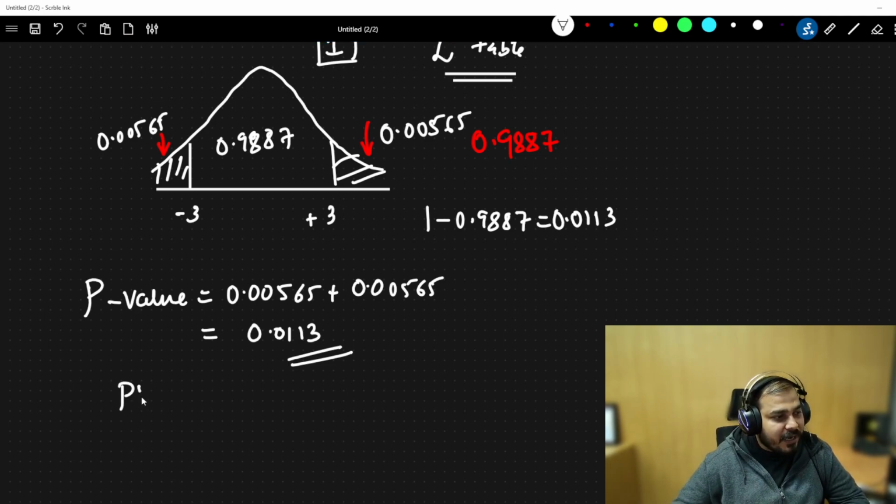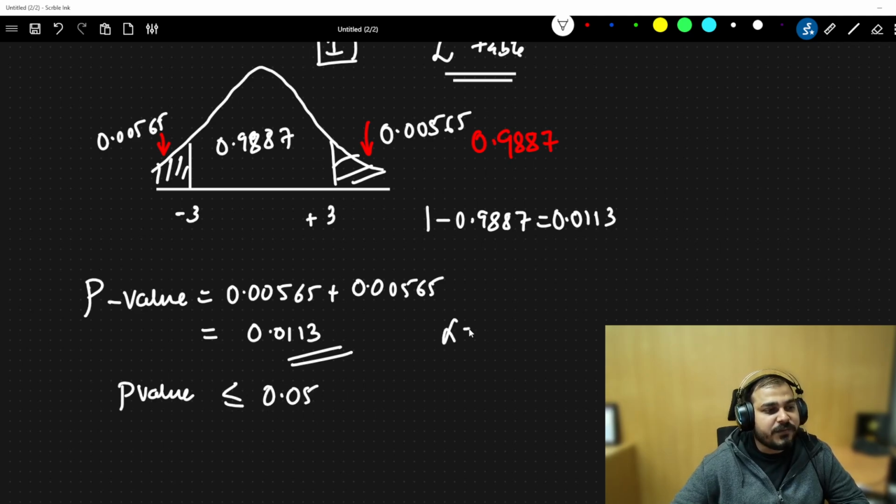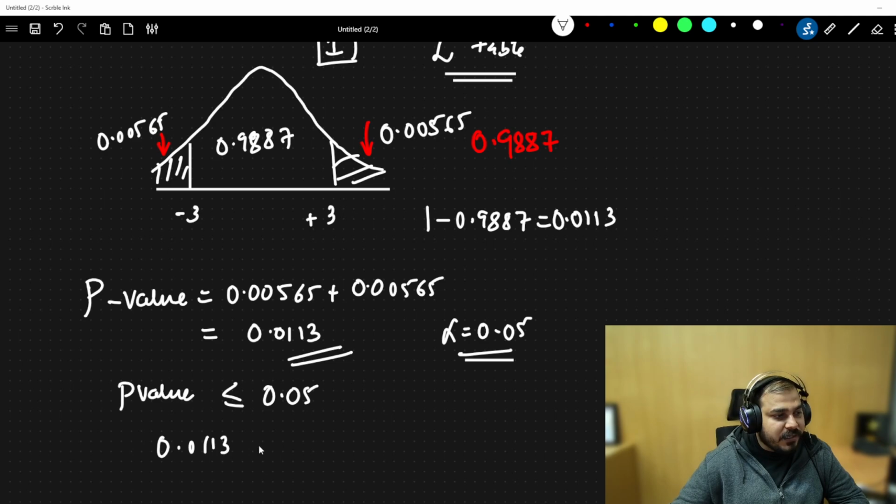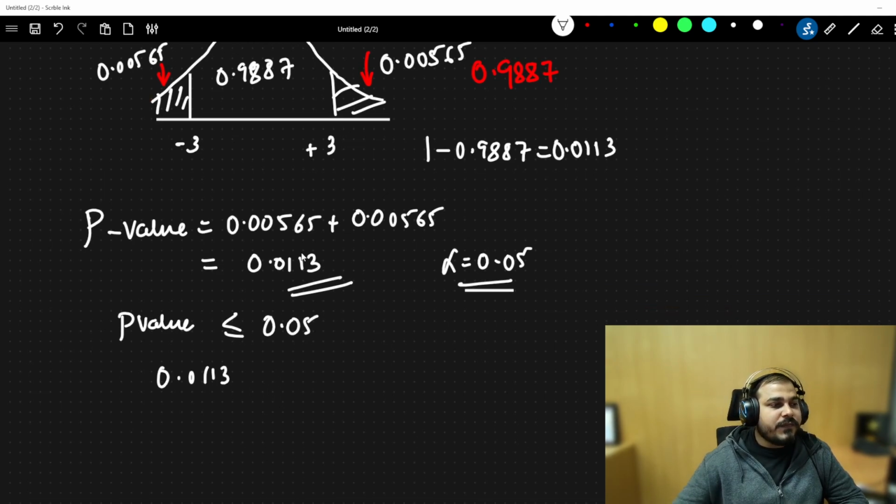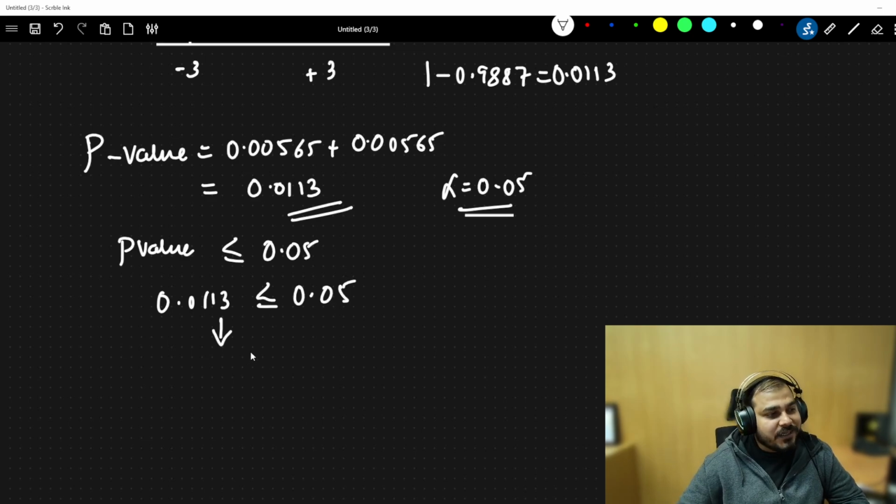Now, this is my p-value. We have to check whether this is greater than or equal to 0.05, which is my significance value. My significance value is 0.05, right? Now, you can definitely see that 0.0113 is obviously less than or equal to 0.05. So in this particular case, whenever the p-value is less than the significance value, we reject the null hypothesis.